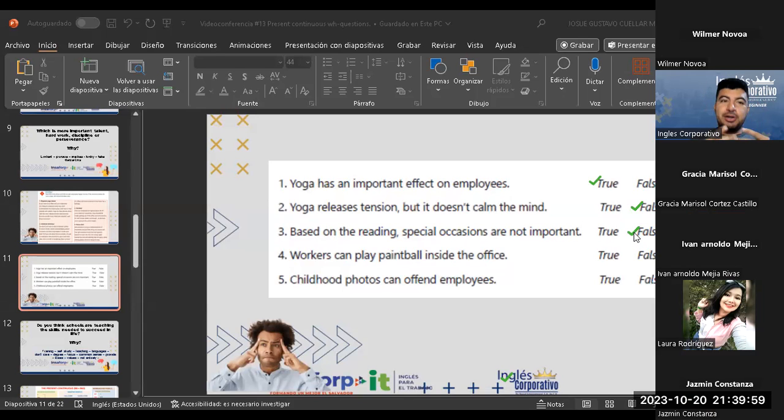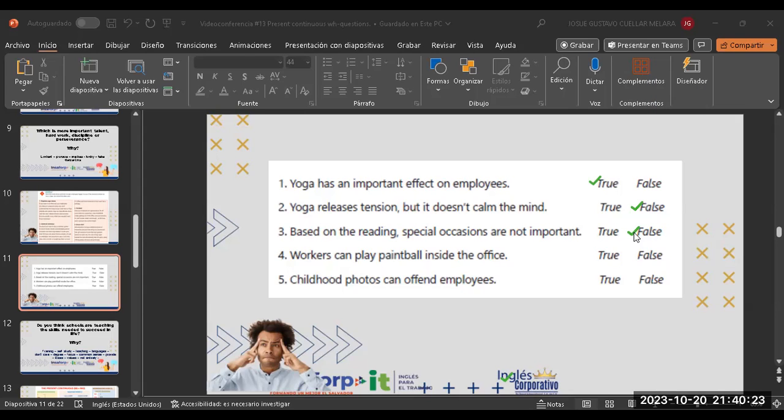False. Because special occasions, yes, they are important, because of the feelings, right? De los sentimientos de la persona. It can be birthdays, anniversaries, I don't know, any special occasion. Thank you, Ricardo. Wilmer, you have some other 4 or 5?